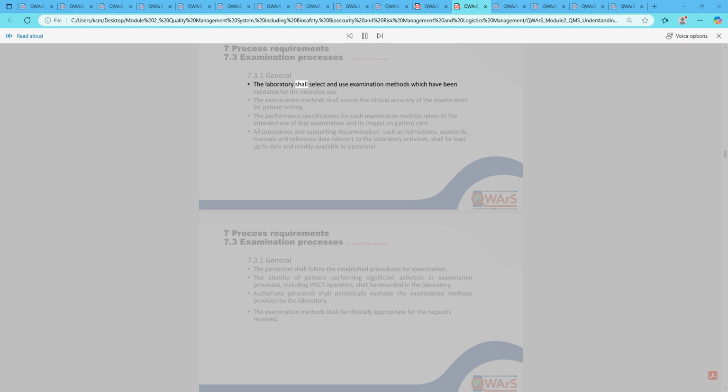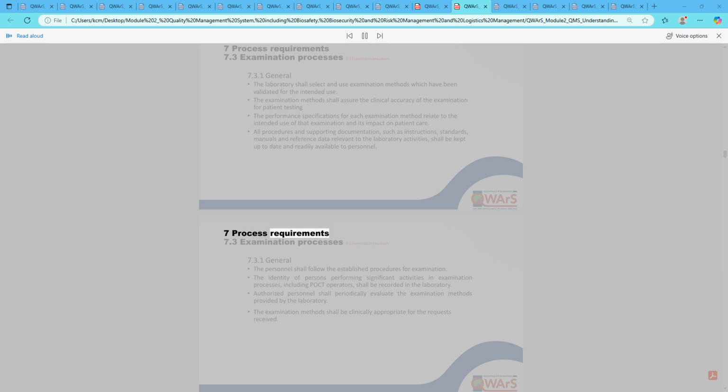The laboratory shall select and use examination methods which have been validated for the intended use. The examination methods shall assure the clinical accuracy of the examination for patient testing. The performance specifications for each examination method relate to the intended use of that examination and its impact on patient care. All procedures and supporting documentation, such as instructions, standards, manuals, and reference data relevant to the laboratory activities, shall be kept up to date and readily available to personnel.